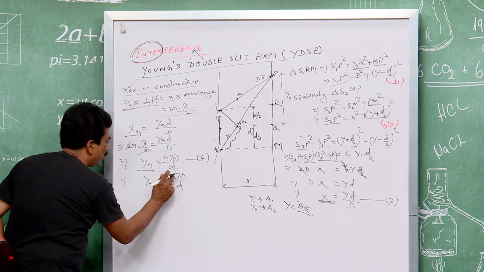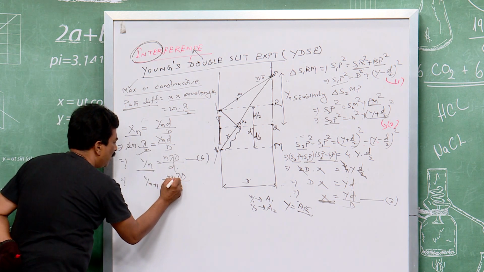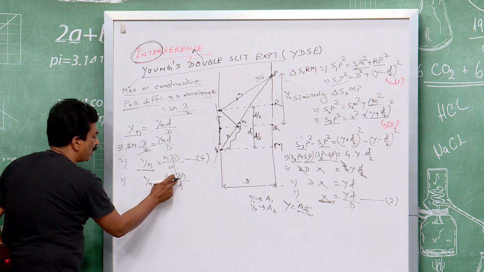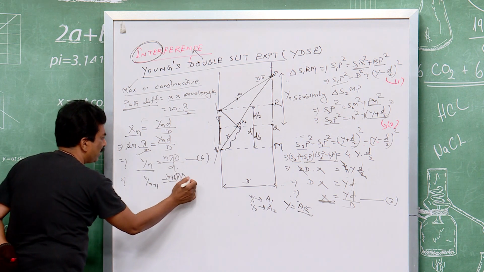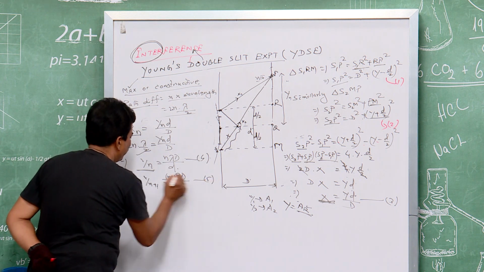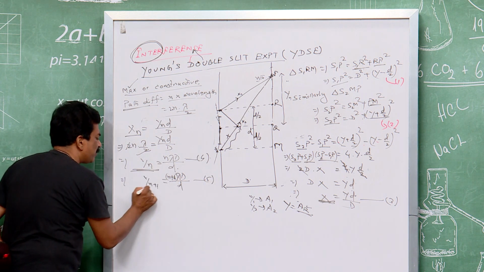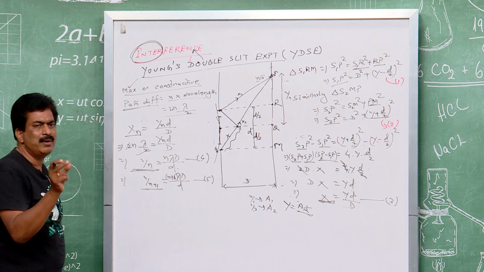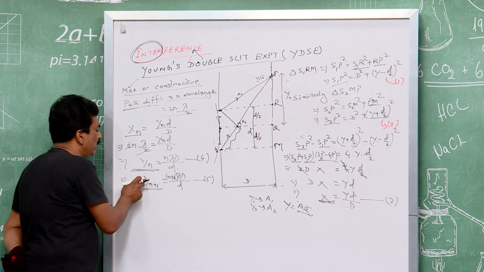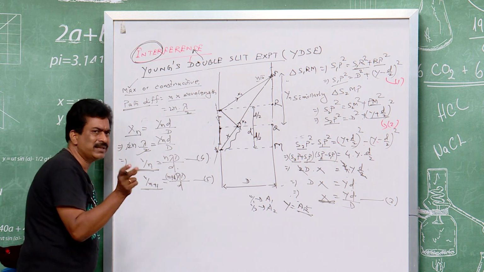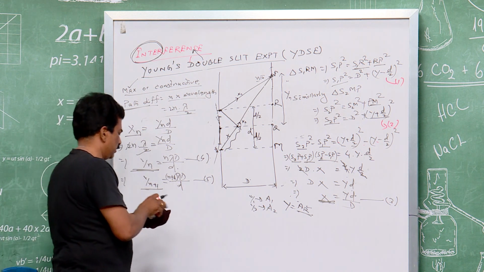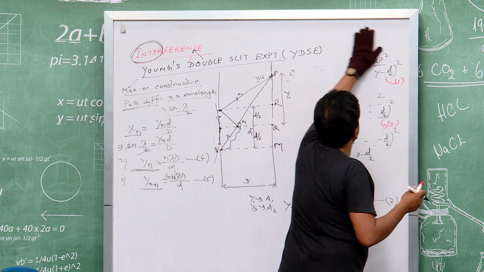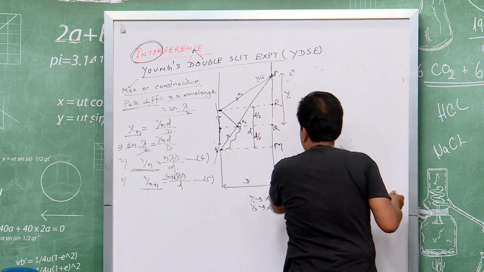So this n plus 1, because n will be the n plus 1, so (n plus 1) lambda capital D by small d, this is equal to 5. So if this is one maximum, this is its nearest maximum. The distance between the two maxima, nearest to nearest, is called the fringe width, that we are going to discuss.